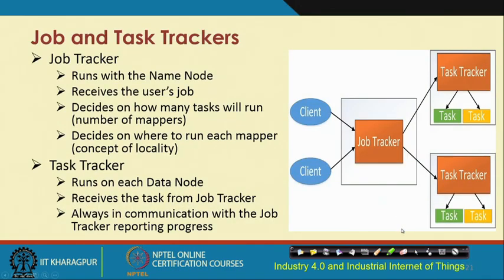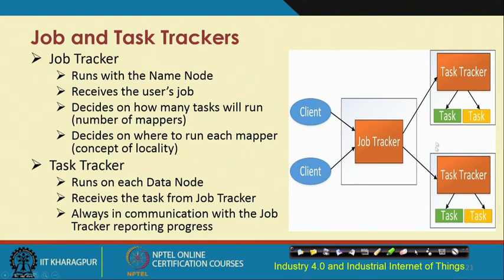So, there are these concepts of the job tracker and the task tracker. The job trackers run at the name node, and the task trackers run in the data nodes. The job tracker will receive the user's job, decide how many tasks will run using the concept of mapping, which jobs are going to run, and also decide where to run each of these different jobs. And the task tracker, on the other hand, will run at each of these data nodes.